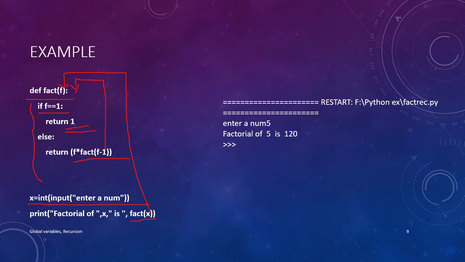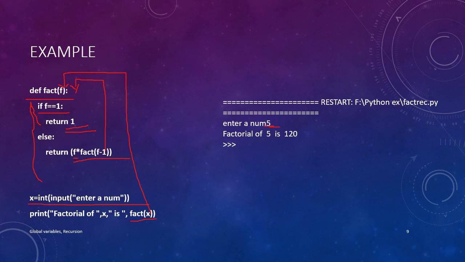For example, if you have to find the factorial of 5, this if part won't work, the else part will work. In the else part, we are returning something, but before that we are calling the function fact, passing the parameter 4, that is 5 minus 1. In the next call, 5 into 4 into fact of 3.